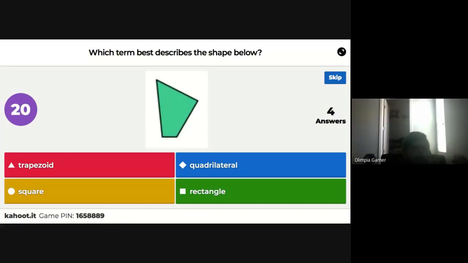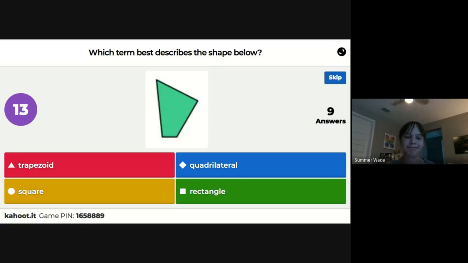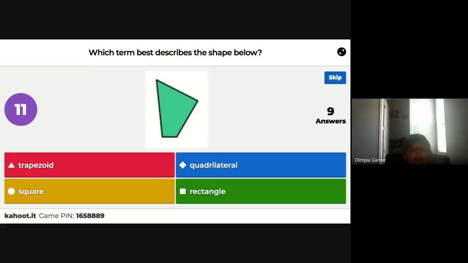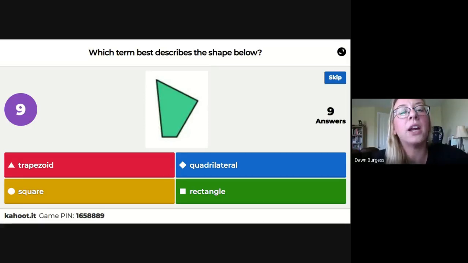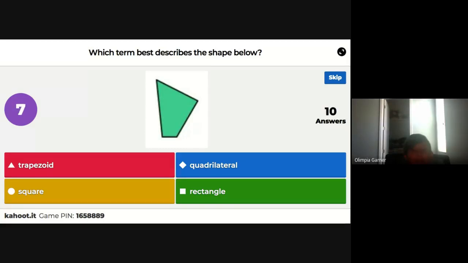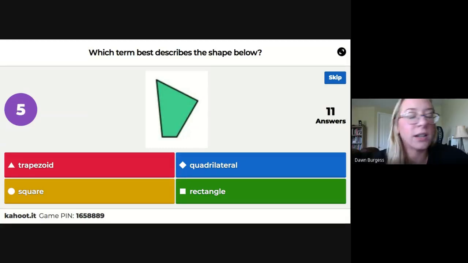Another one. I don't think I'm gonna get this one right. Yeah. Think about those definitions we just went over. There's only one that works. I'm so scared.